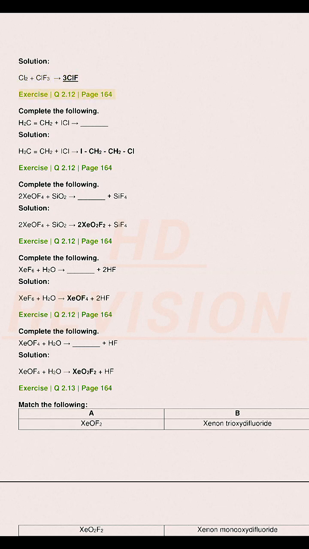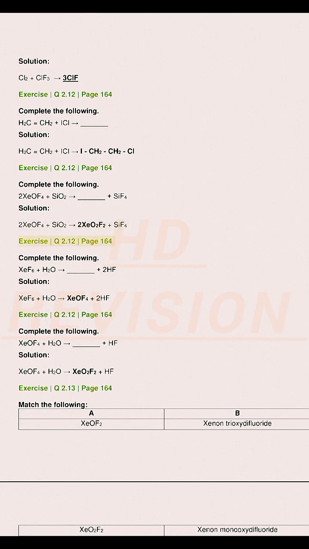Exercise Q2.12, page 164. Complete the following. H2C=CH2 plus ICl, right arrow blank. Solution. H2C=CH2 plus ICl, right arrow ICH2CH2Cl. Exercise Q2.12, page 164. Complete the following. 2XeOF4 plus CO2, right arrow blank plus CF4. Solution. 2XeOF4 plus CO2, right arrow 2XeO2F2 plus CF4.